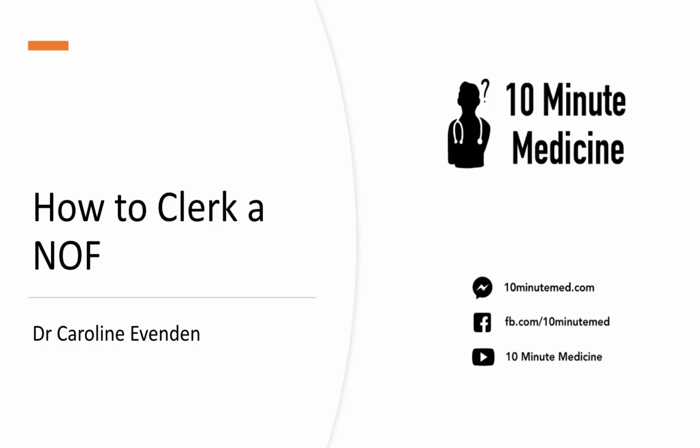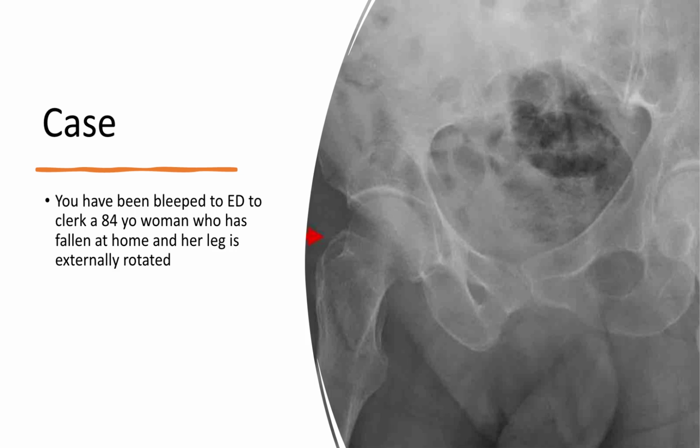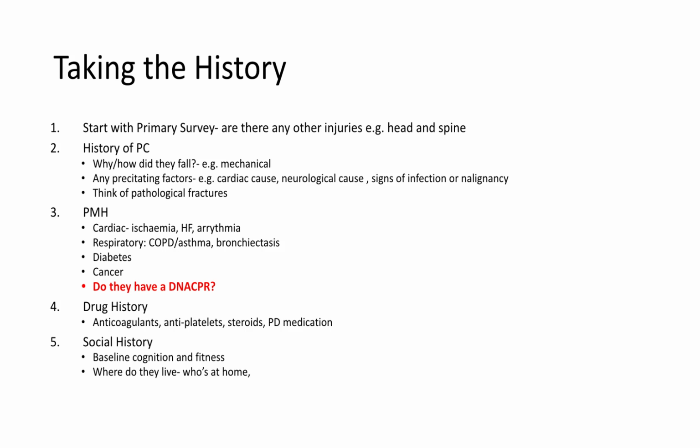So today I'm going to talk about how you clerk a neck of femur fracture. This is a very common thing to be asked to do on a TNO job. So this is the case: you've been bleeped to ED to clerk an 84-year-old woman who's fallen at home and her leg is externally rotated.